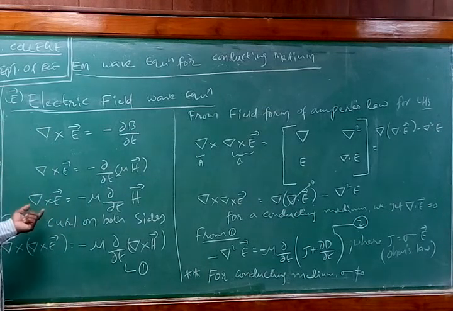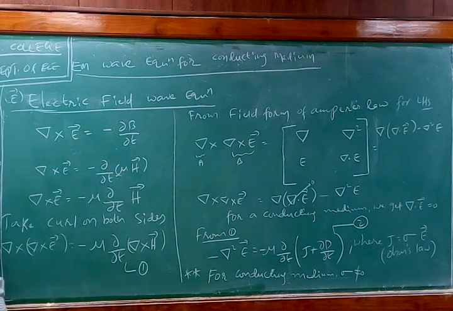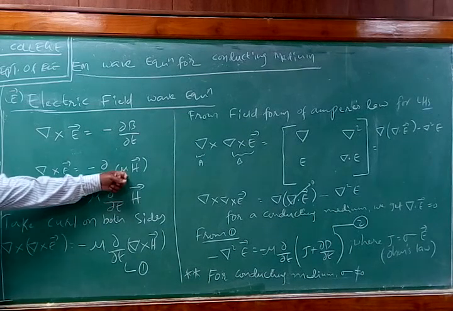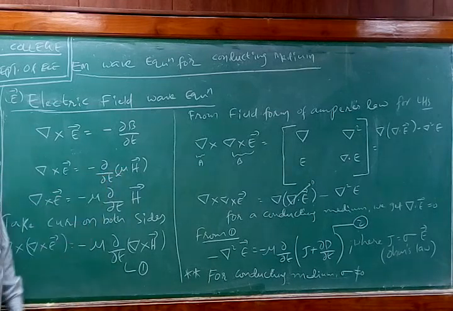Now let us start solving this equation. Del cross E is equal to minus mu dou by dou t of H. This mu is a constant parameter, purely a constant value based on the medium, and it has nothing to do with the time domain. Therefore I will take it outside: mu dou by dou t of H.